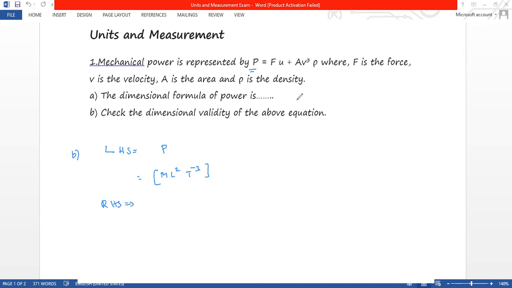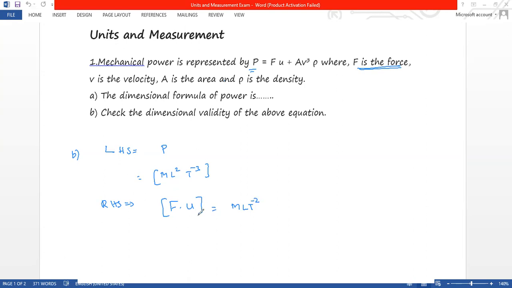we have two terms, F into U and another one is A into V cube into rho. So what is the dimension of that one? F into U, right? First, F into U. Dimension of F into U means dimension of force is mass into acceleration. F is force, right? F is given as force. So what is force? Mass into acceleration. So M into L t raised to minus 2.